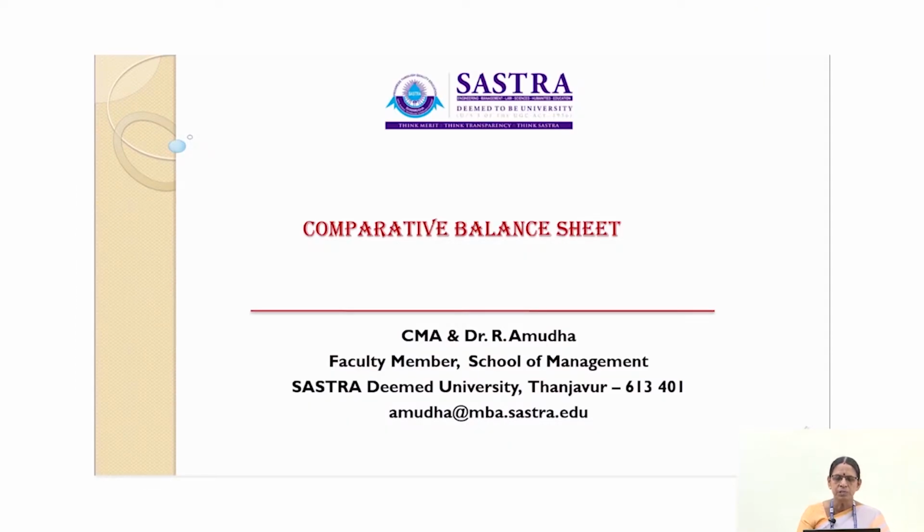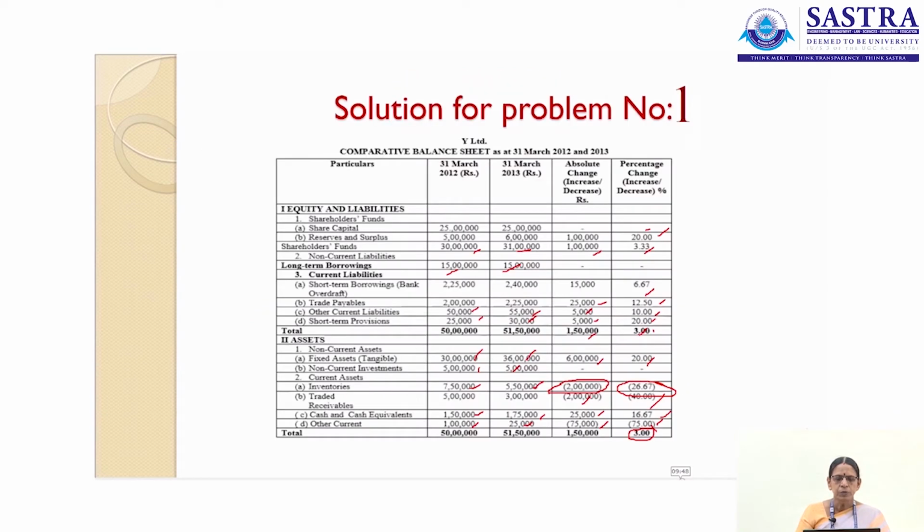We shall see how this is presented in a comparative balance sheet. See to it, shareholders funds, we don't have any change, so we don't have any percentage of increase or decrease. Again, reserves and surplus, we have a change of 1 lakh. So 1 lakh divided by 5 lakhs, we have 20% as change. Then shareholders funds, we have 30 lakhs and 31 lakhs. We have a 1 lakh increase, so it comes to 3.33.